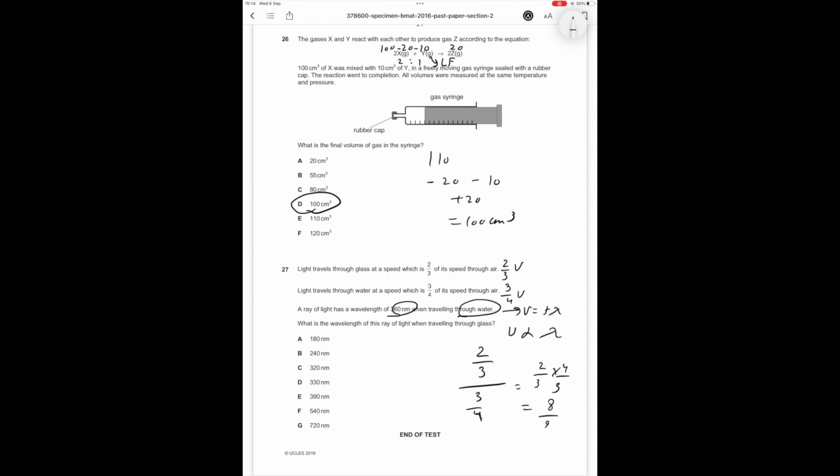So therefore, the speed of light in glass is 8/9 the speed of light in water, and therefore its wavelength is also going to be 8/9. So 8 over 9 times 360. We can simplify this by noticing that 360 divided by 9 is going to be 40, and 40 multiplied by 8 is therefore going to be equal to 320 nanometers. So the correct answer option in this case is C.